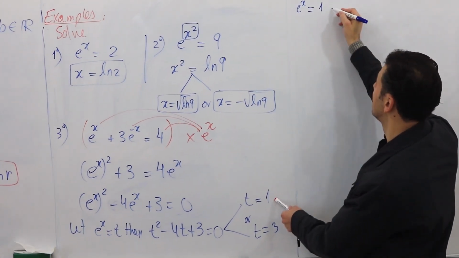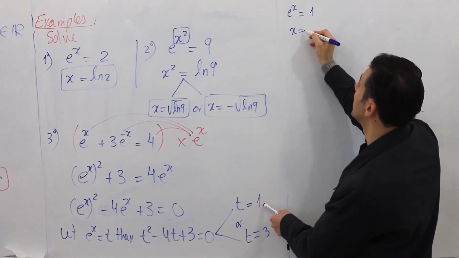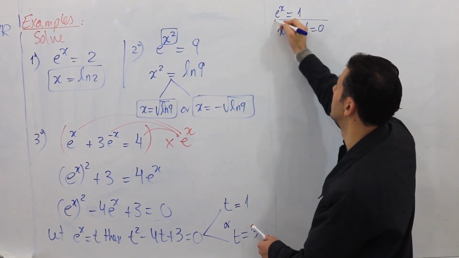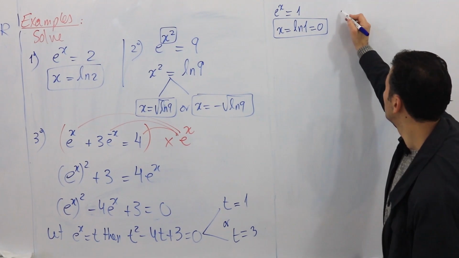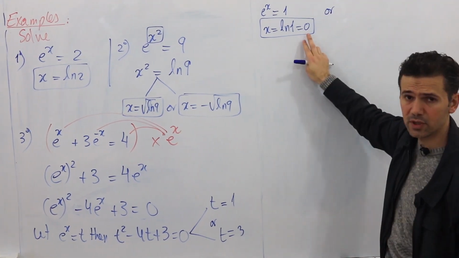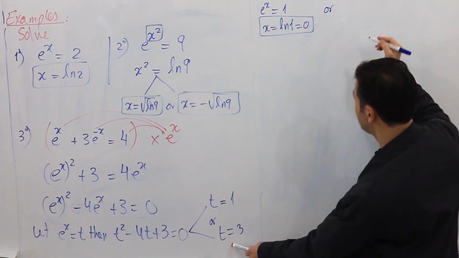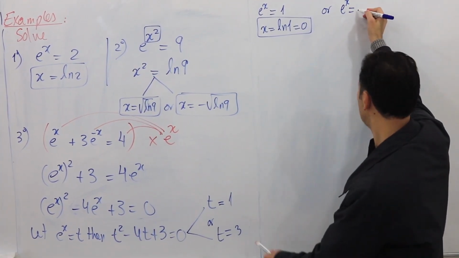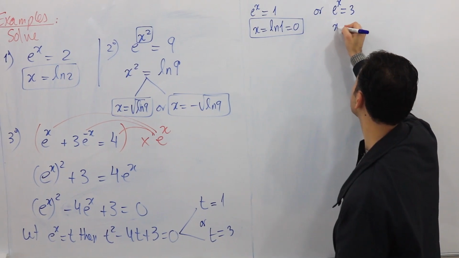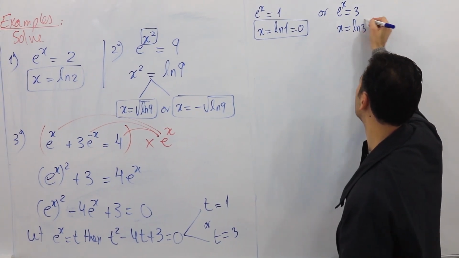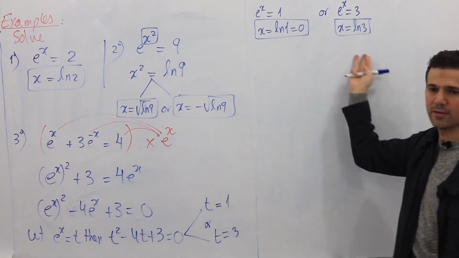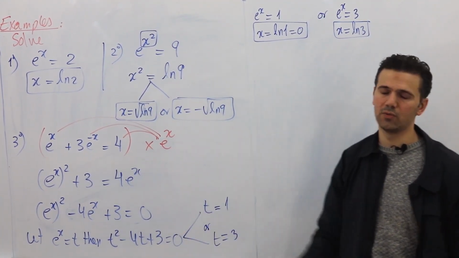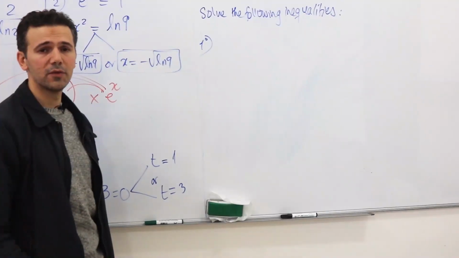Now, if t equal 1 and e^x equal t, then e^x will be 1 in this case, so x equal what? ln 1, which is 0. This is the first solution. The second solution will be, if t equal 3 and e^x equal t, so e^x equal 3, so x equal what? ln 3. That's it. These are the solutions, in fact, of the initial equation, this equation or that equation, which are equivalent to each other.